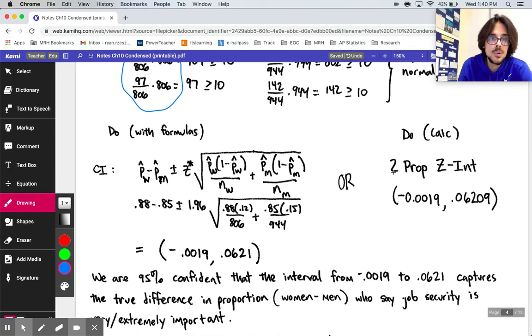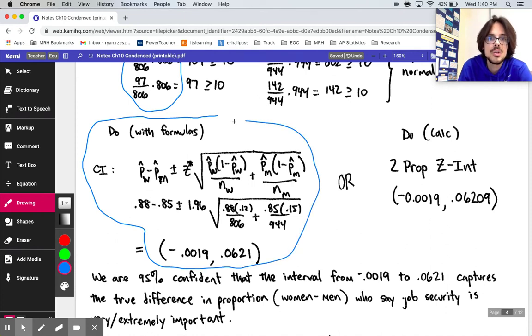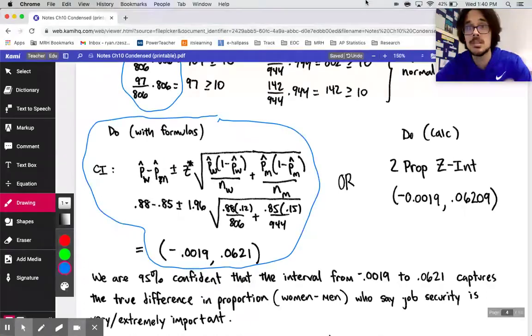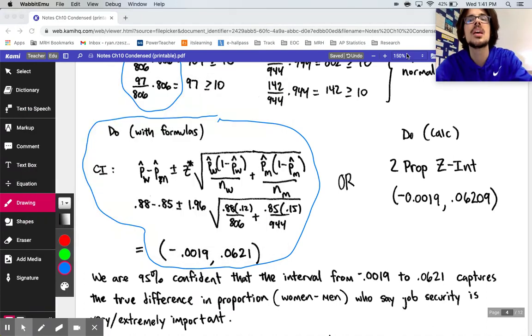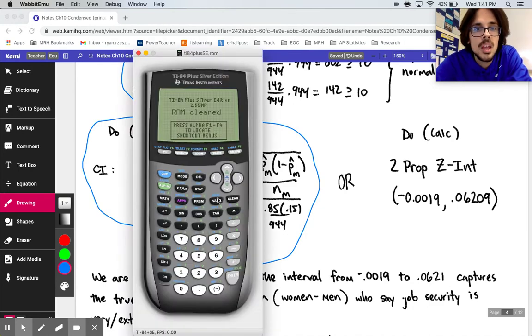You can do it with the formula. This is just a plug and chug style thing using what I gave you guys on the other slide. Or you can opt to do it with technology. And I'm going to show you the technology way just to make sure you've seen me go through the buttons. I showed you earlier we were going to be doing a 2 prop z interval, which is choice B.